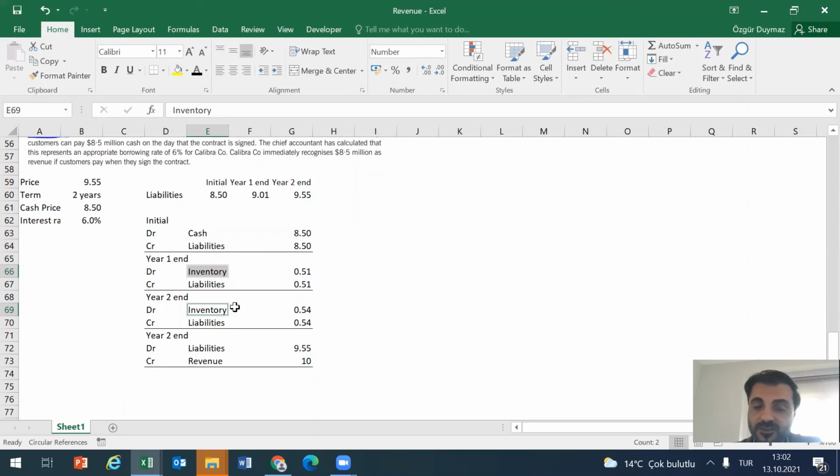Completion level is not important in this scenario because in the given scenario, control has passed over to the customer at the end of the construction period, which was 2 years, and the customer doesn't have a right on the asset in, for example, year 1. Because of this reason, we cannot use completion level in this scenario.